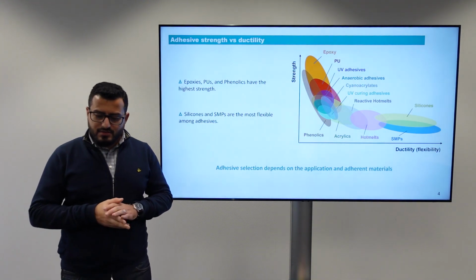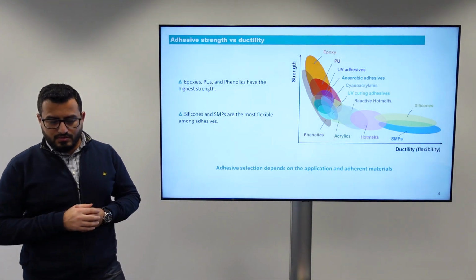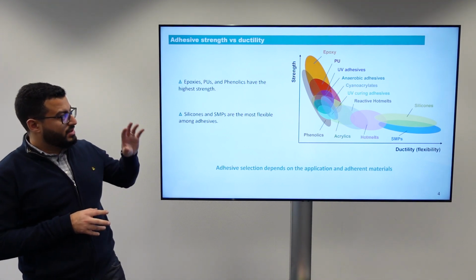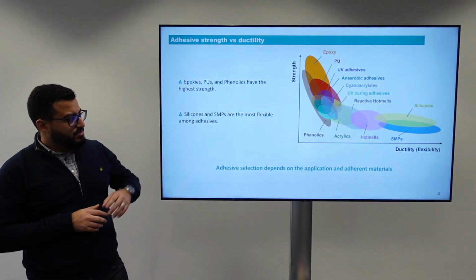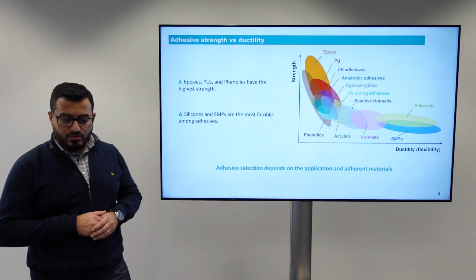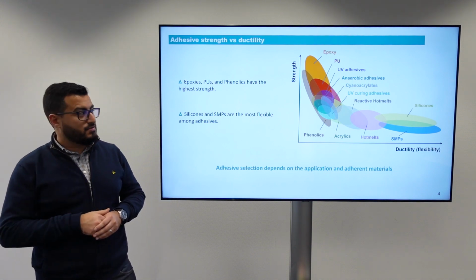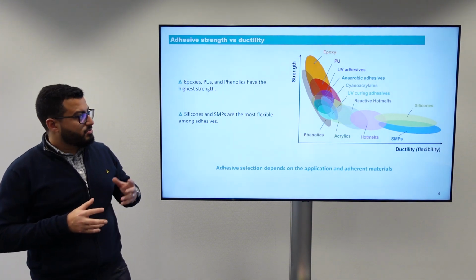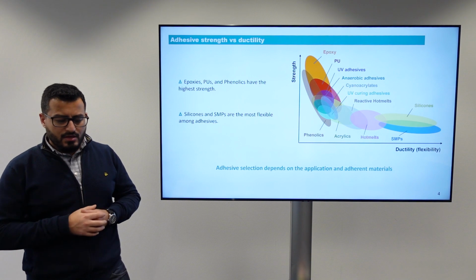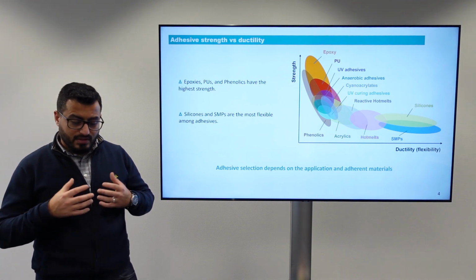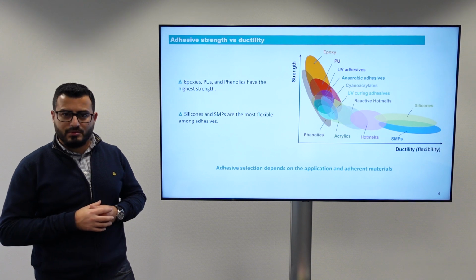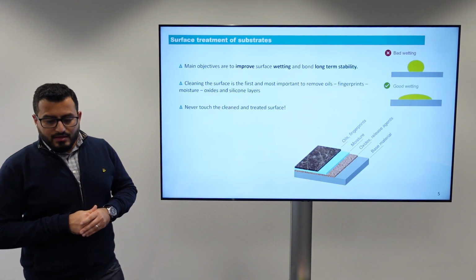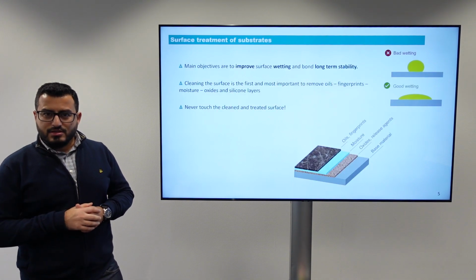Now, if we classify the adhesives in terms of strength versus ductility, we would see that epoxies, polyurethanes, and phenolic adhesives would have the highest strength, while silicones and SMPs will have the lowest strength but higher flexibility among all the adhesives. Of course, there are certain chemical formulations which allow the epoxies, for example, to have more flexibility. So in this case, the selection of the adhesive material is dependent on the application and also on the material that you would like to bond. Next step in the adhesive joining process is the surface treatment.